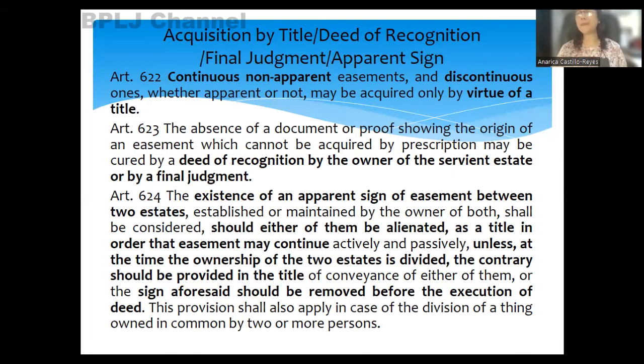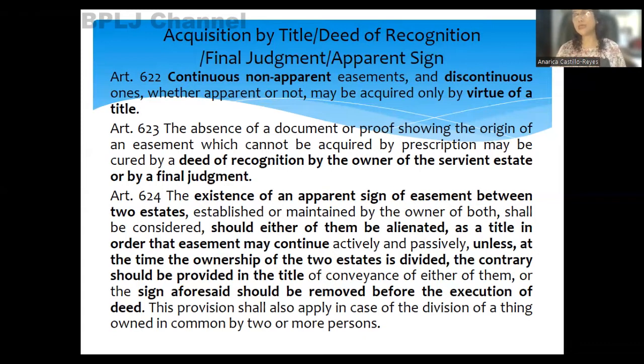So if, for example, there is no title, like it was not acquired through contract, donation or succession, you can cure it. How? If the easement is already existing, through a deed of recognition, meaning it was executed after the title to the property was acquired. The deed of recognition would be executed by the owner of the servient estate. Or it can be through a final judgment coming from the court.